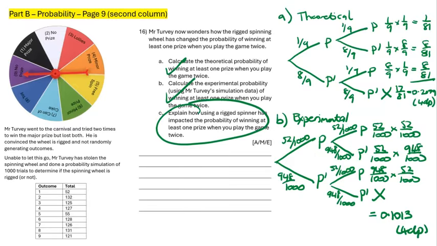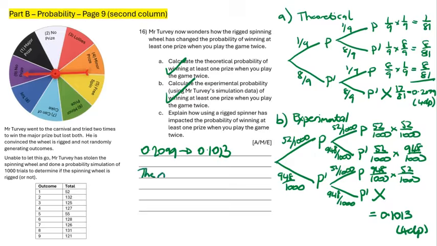Now the last question has asked me to explain how the rigged spinner has impacted the probability. And we can see here, it's gone from 0.2099 and it's fallen to 0.1013. So this rigged spinner has roughly halved the probability of winning one of these major prizes. And that's the thing that we're going to talk about here for our last mark. Explain it's halved the probability.